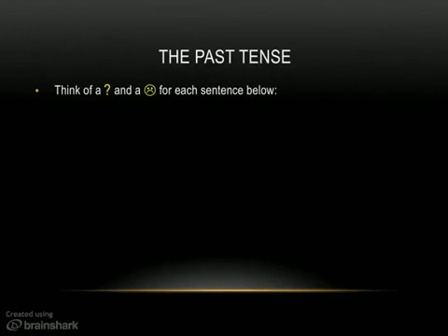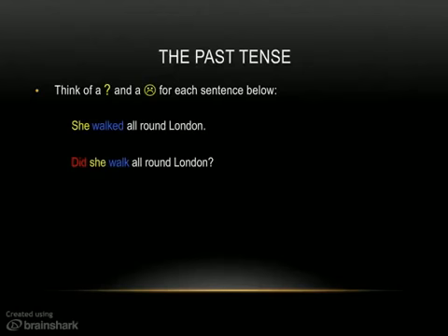Okay, here's your next one. She walked all around London. What is the question? Yep, did you have it right? Did she walk all around London? Walk here is het hele werkwoord. And the negative? She didn't walk all around London.